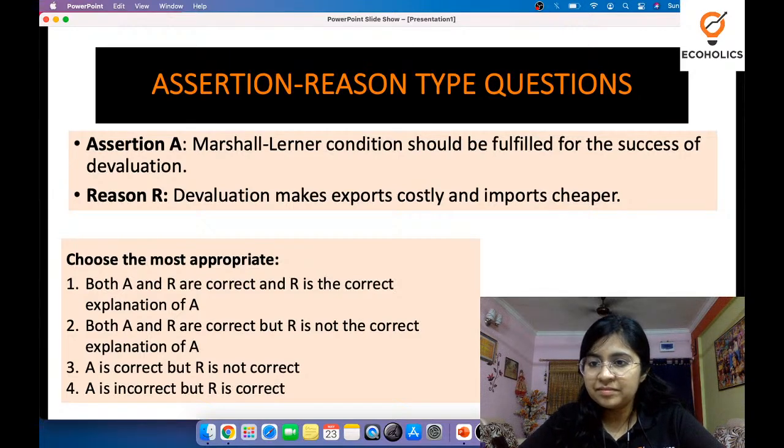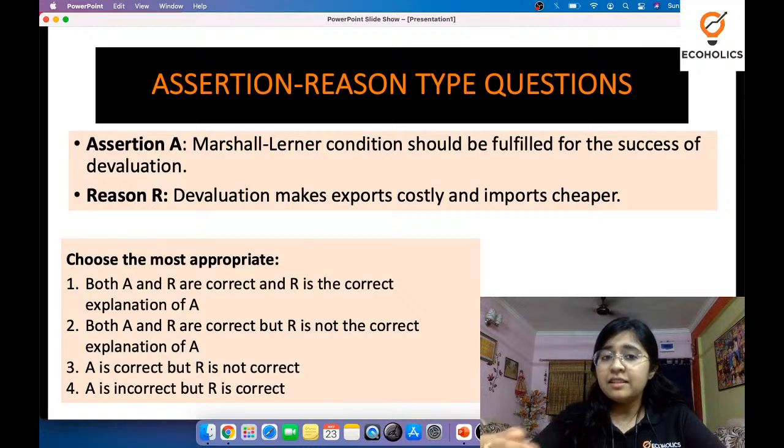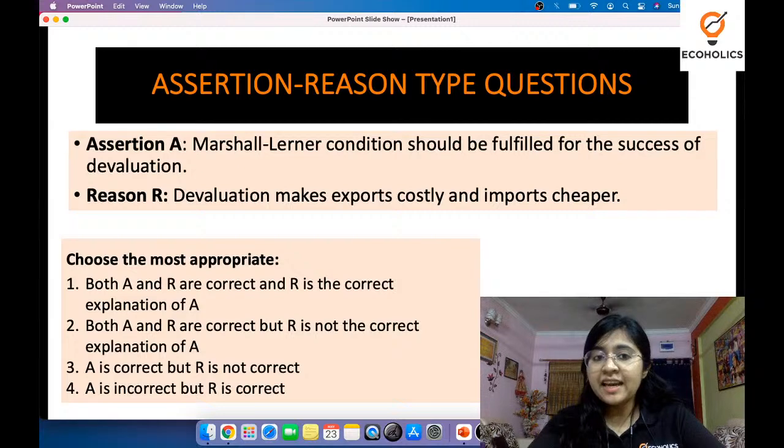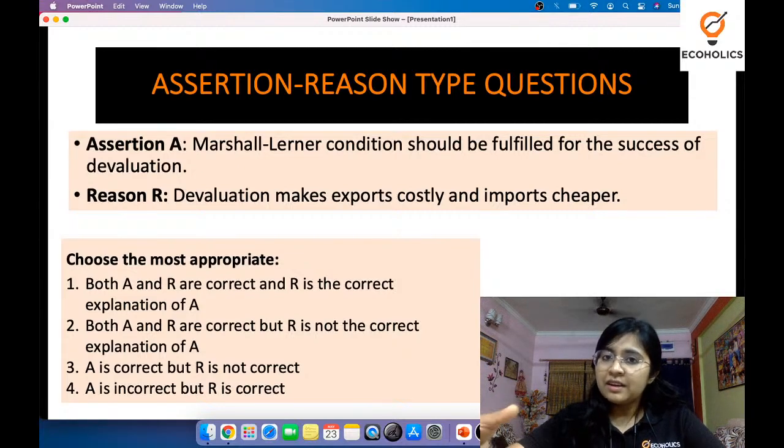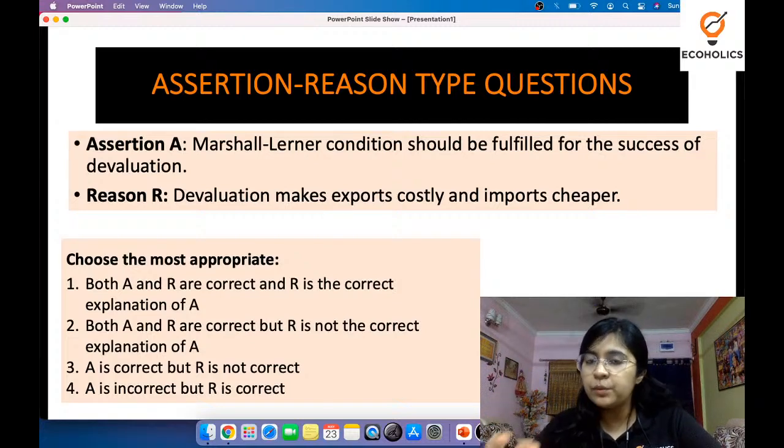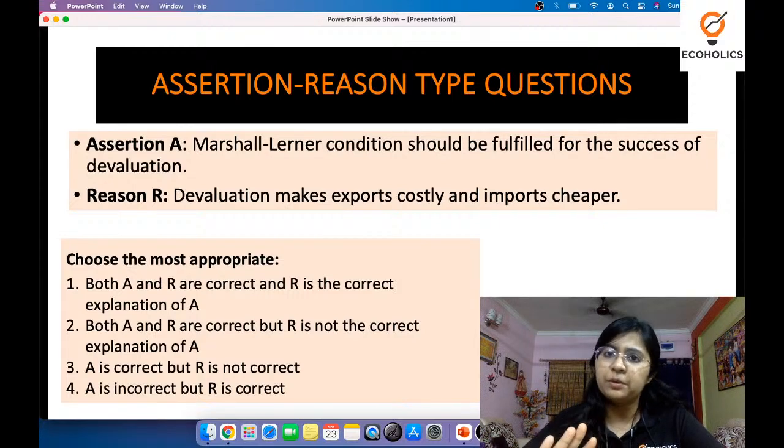So it says that devaluation makes the terminology again, devaluation. Okay, devaluation means what? The currency's value decreases. Devaluation, value is decreasing somewhere, something is deteriorating. So if there is currency devaluation, then exports are going to be cheaper, right?